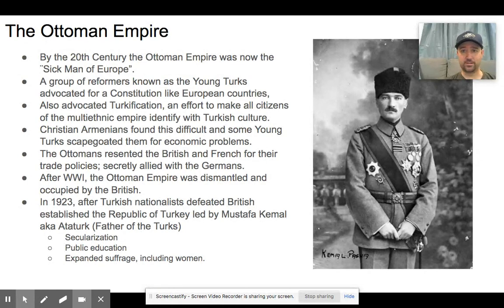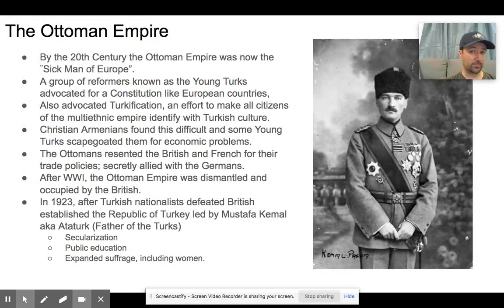So we've talked about the Balkans region, how the Balkans are going to rebel against the Ottoman Empire and declare its sovereignty. They also have another group of Christians, roughly 2 million of them, who lived inside the Ottoman Empire at the beginning of the century, known as the Armenians. And the Armenians had difficulties getting behind the idea of Turkification. And when they didn't fully embrace this idea, some of the Young Turks would ultimately scapegoat them and blame them for the economic problems that were existing in the Ottoman Empire.